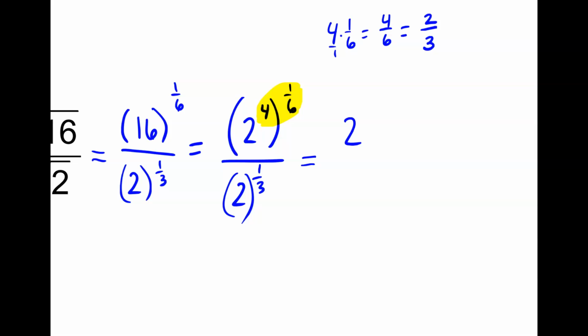If I multiply the highlighted part, 4 times 1/6, right? 4 times 1/6 is 4/6. And then if you want to simplify the fraction, 4/6 is just 2/3. So here, this exponent is going to be 2 to the 2/3, and this is over 2 to the 1/3.